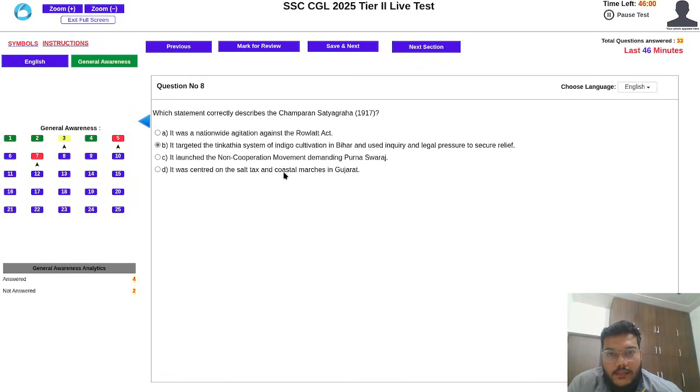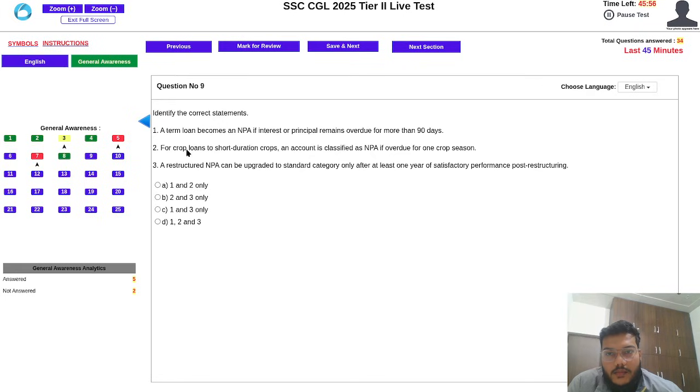So tax भी आएगा. A term loan becomes an NPA if interest or principal remains overdue for more than 90 days. 90 and 180. For crop loans to short duration crops, an account is classed as NPA if overdue for one crop season. A restructured NPA can be upgraded to standard category only after at least 1 year of restructuring. नहीं पता भाई.